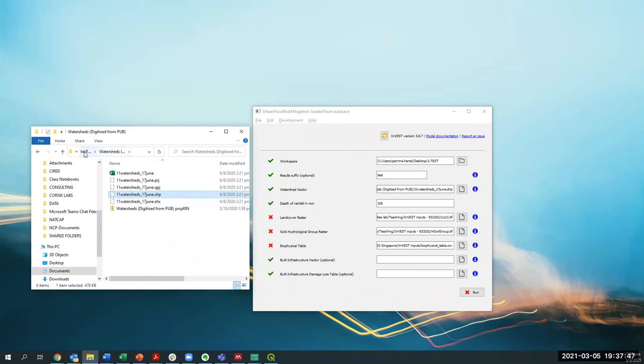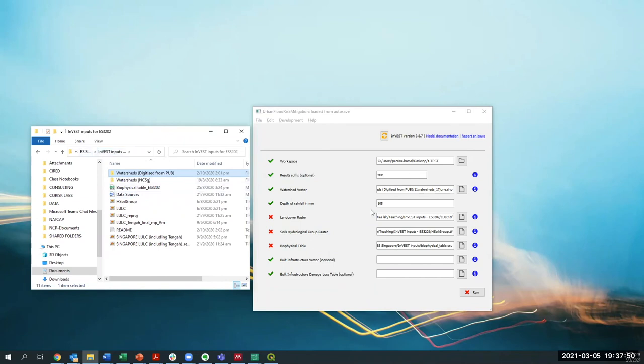So you'll see that these green checks will appear as I speak. For depth of rainfall, this is the design storm depth. So for Singapore, we use here 105 millimeters based on the water utility guidelines. And we also look at the land cover raster. So here we're going to use a raster that we've pre-processed. Soil hydrologic group and biophysical table. So perhaps we can take a quick look before entering this input.